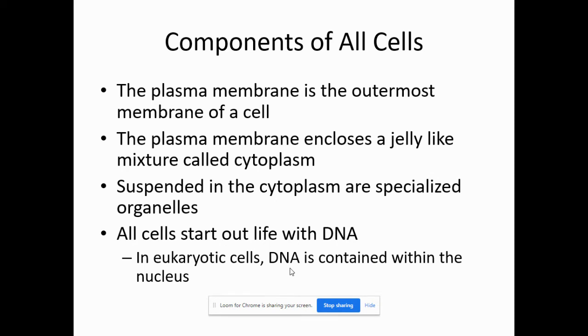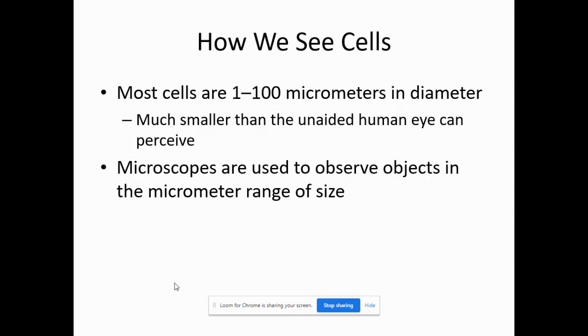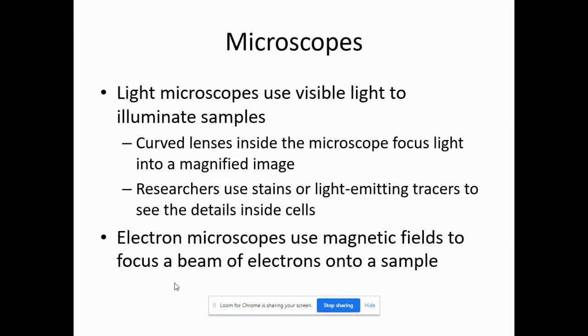Okay, let's see. Just kind of, again, talked about the three components: plasma membrane, cytoplasm, and all cells start out life with DNA. Now, in eukaryotic cells, all right, that DNA is contained within a nucleus. And as we said, most cells are really small, 1 to 100 micrometers in diameter, right? Smaller than what your unaided eye can really perceive. So how do we look at cells? We use microscopes, right? And we'll look at microscopes in a lab later on in the semester.